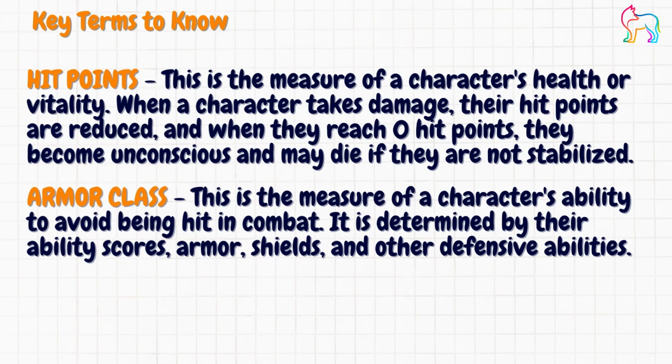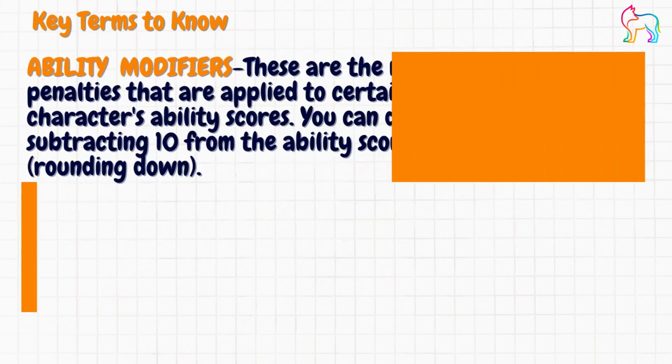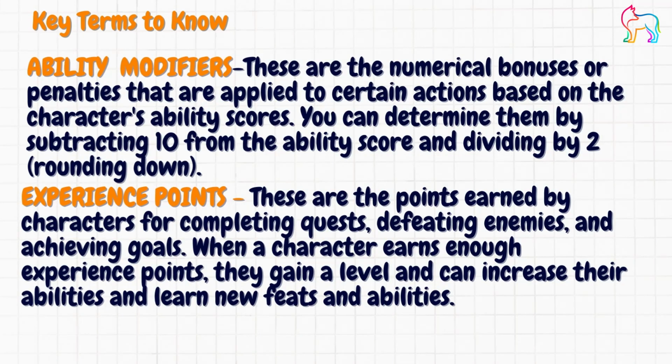Armor class. This is the measure of a character's ability to avoid being hit in combat. It is determined by their ability scores, armor, shields, and other defensive abilities. Ability modifiers. These are the numerical bonuses or penalties that are applied to certain actions based on the character's ability scores. They can be determined by subtracting 10 from the ability score and dividing by 2, rounding down.